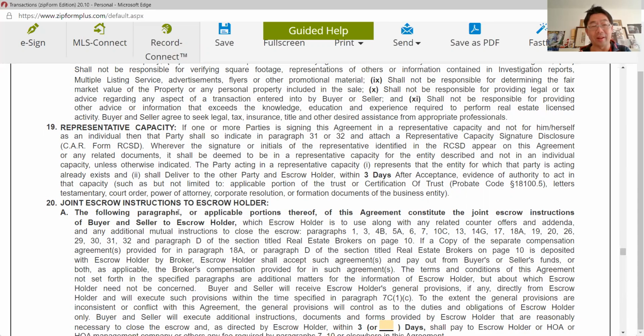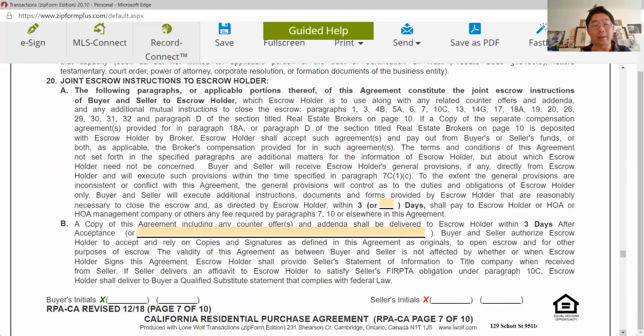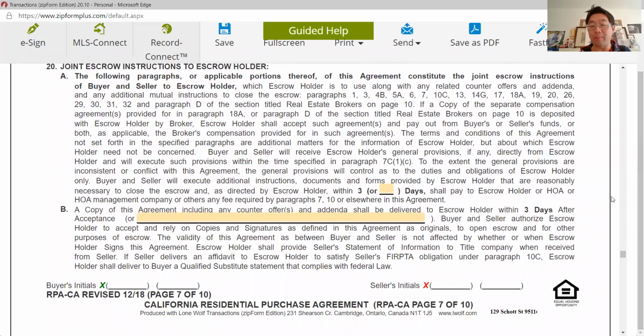So the representative capacity, I represent you, and I'll be representing you to help you with the process of buying this house. Basically, that's what it is. And the next one, number 20, is a joint escrow, which is the more important one.